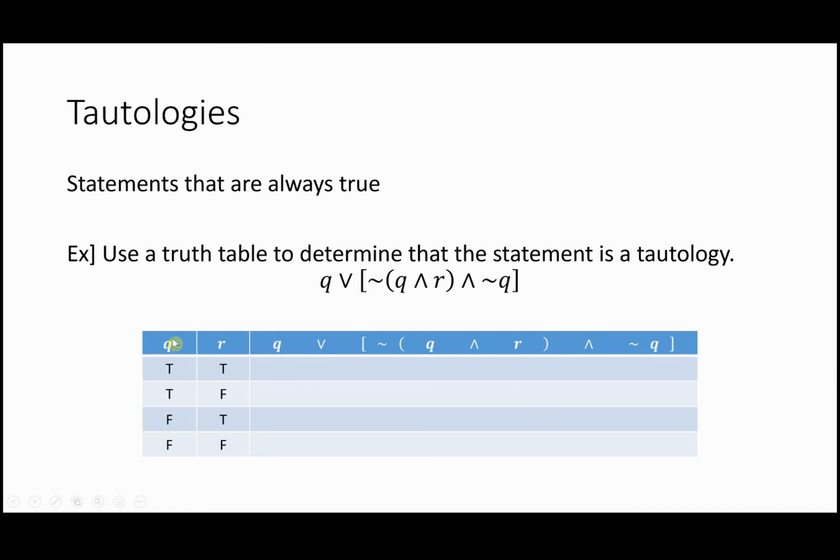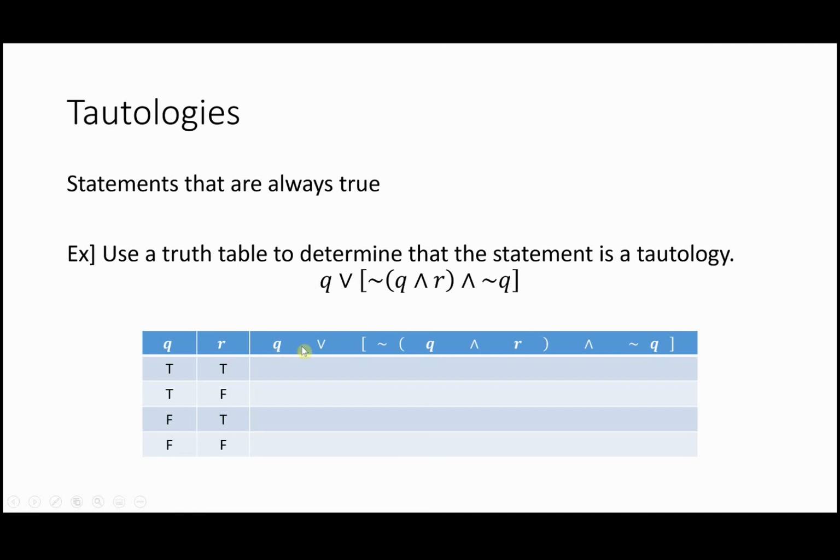So please, it's left blank for you because I want you to practice filling out the initial truth table columns of Q and R. These are your statement components for this particular compound statement in the standard way. Q being before R in the alphabet, so it's the first column, is always TTFF for two component initial columns, and R being the second component, being TFTF.